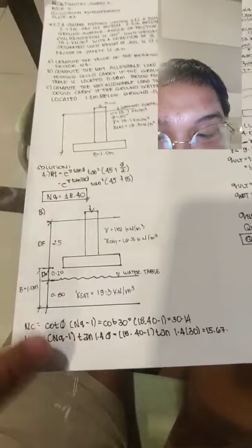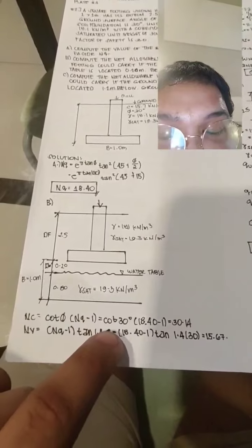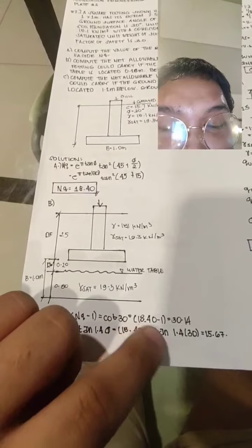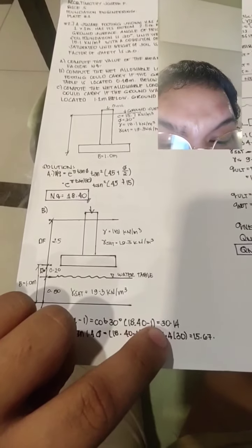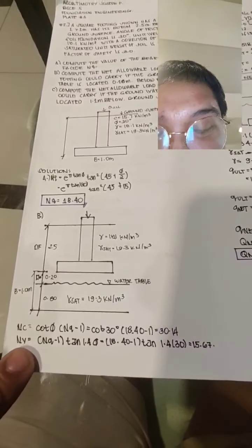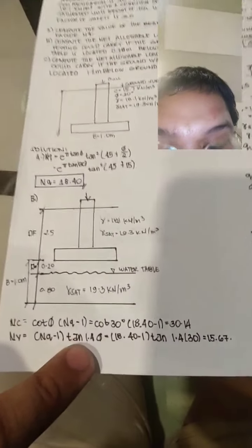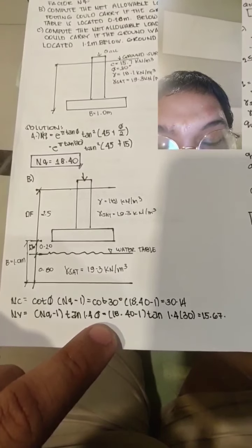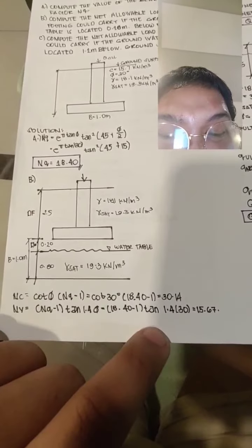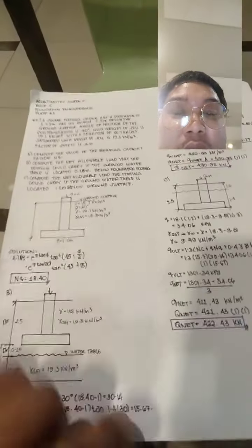So, Nc, we have here cotangent theta times (Nq minus 1), is equal to cotangent 30 degrees times (18.40 minus 1), is equal to 30.14. So, we have here Nγ is equal to (Nq minus 1) tan 1.4 theta, is equal to (18.40 minus 1) tan (1.4 times 30 degrees), is equal to 15.67.